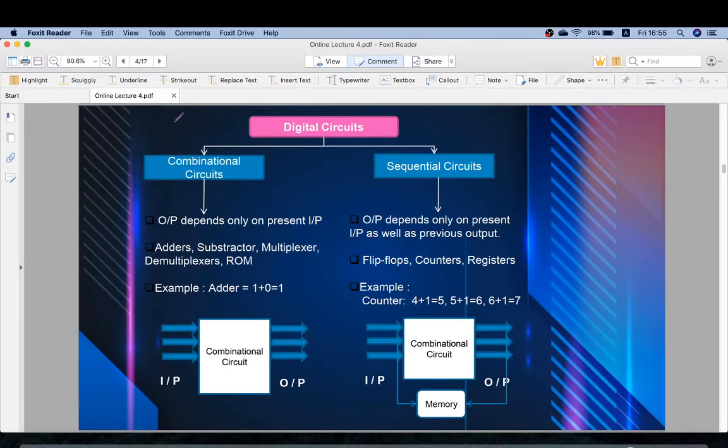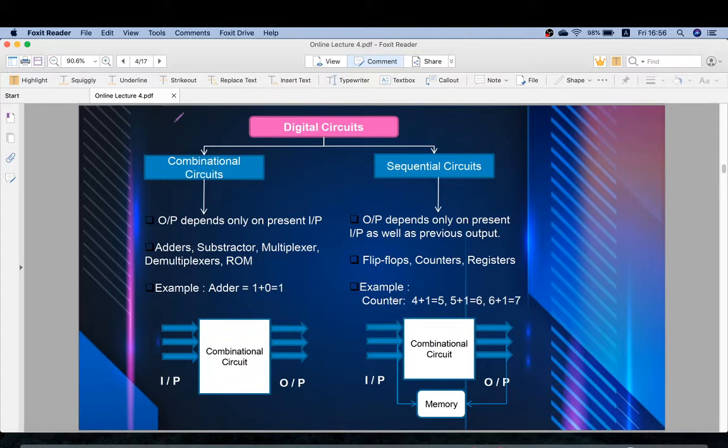Before going to the combinational logics, let me give you a brief background about digital circuits and the branches of digital circuits, so that it will be helpful for you to understand combinational logics or combinational circuits. First of all, digital circuits are of two types, because we are studying digital, not analog. Analog circuits are totally different, which we already discussed in our early lectures. In digital circuits, circuits can be of two types: combinational circuits and sequential circuits.